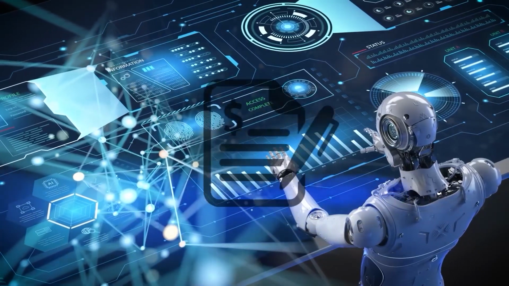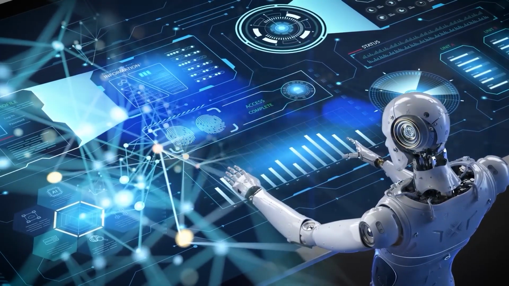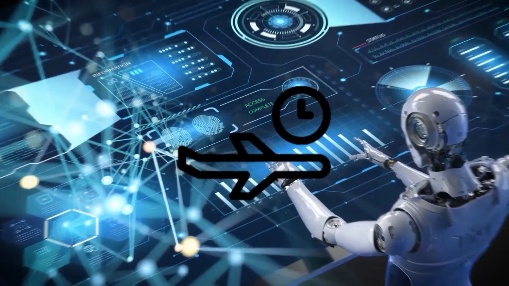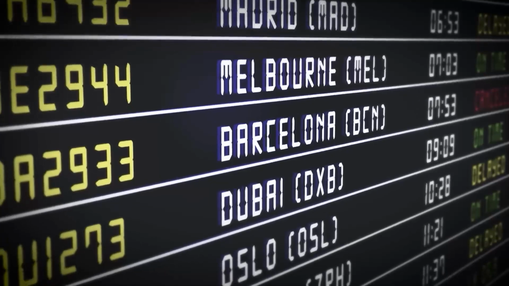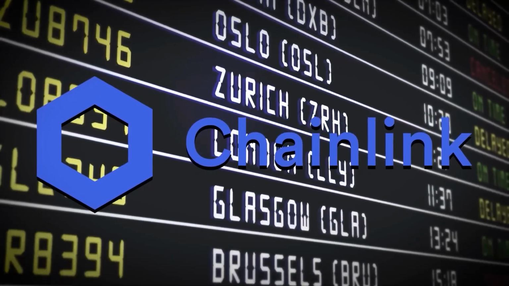To understand this better, let's consider a real-world example. Suppose you run an insurance company and you want to automate the process of settling claims. You create a smart contract that will pay out the policyholder if their flight gets delayed or canceled. The smart contract will need access to real-time flight data to determine if a payout is necessary. This is where Chainlink comes in.